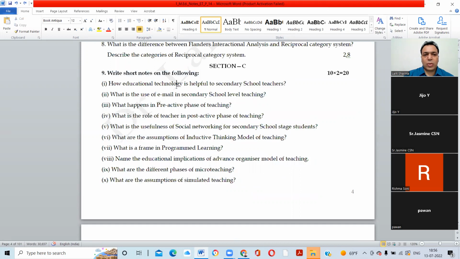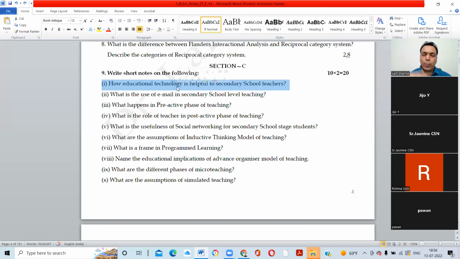Okay, it is talking about educational technology. You know that educational technology. Now it is talking about how it is helpful for the secondary school teacher, right? Use of email in secondary school teaching. Another, it is an easy one: the pre-active stage of teaching. You can define it. In the pre-active stage, the teacher prepares each and everything, right?